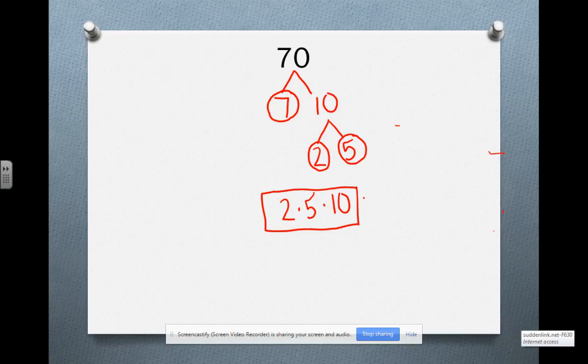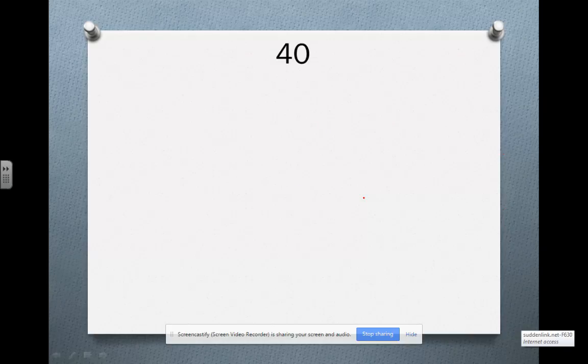Okay, let's take a look at one more. This time we're going to take a look at the number 40. We're going to break down 40 because it's composite. I'm going to break it down into 2 times 20. That may not have been the way that you initially saw it, but guys, any way that you break it down, you're going to end up with the exact same prime factorization.